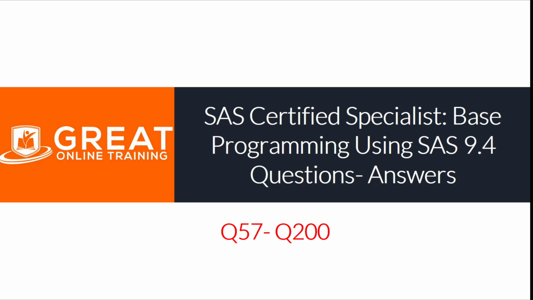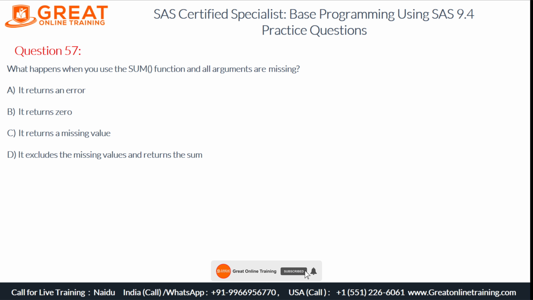Without any delay, let's dive into question number 57. The question is, what happens when you use the SUM function and all arguments are missing? The question asks what happens when the SUM function in SAS is applied to variables where all values are missing. In SAS, the SUM function adds the values of its arguments while ignoring missing values, and when all the values passed to the function are missing, the behavior is slightly different. So the question asks what output we will get when all values are missing in the variable.